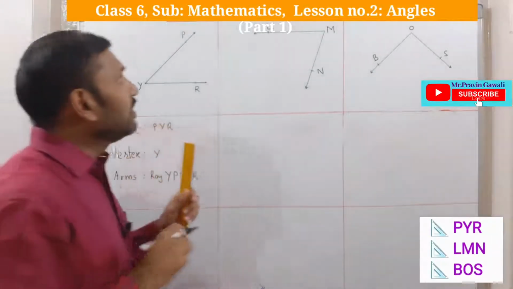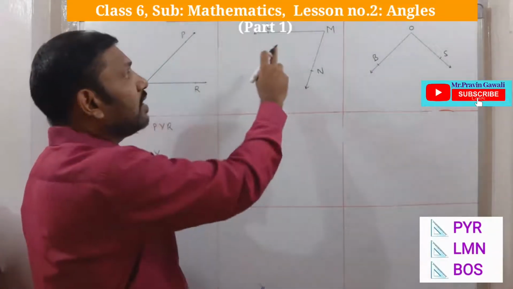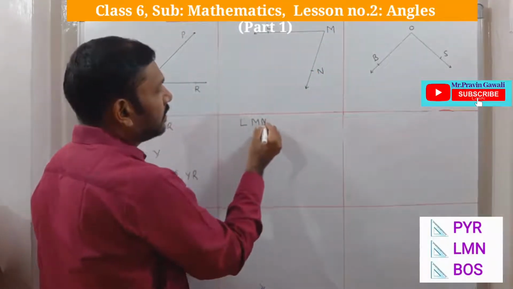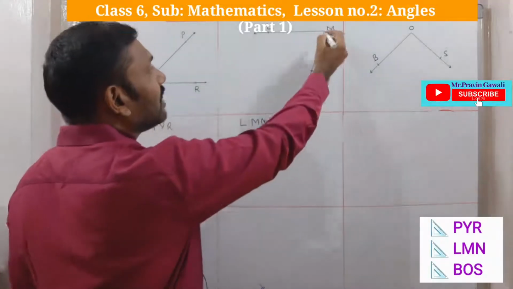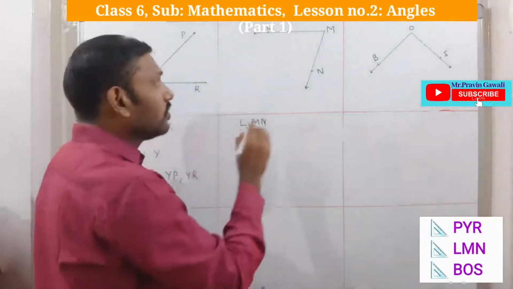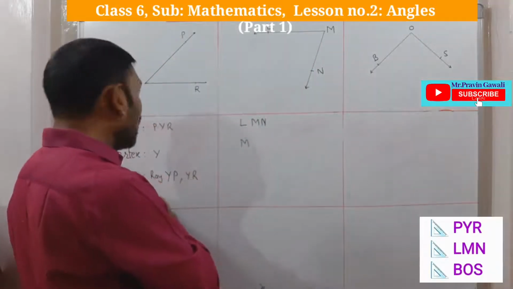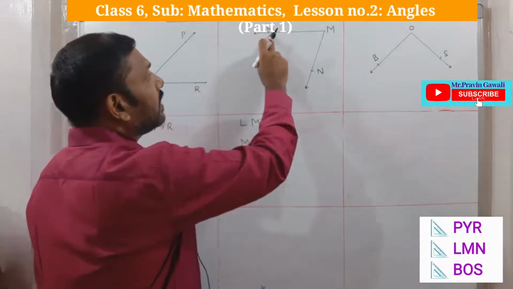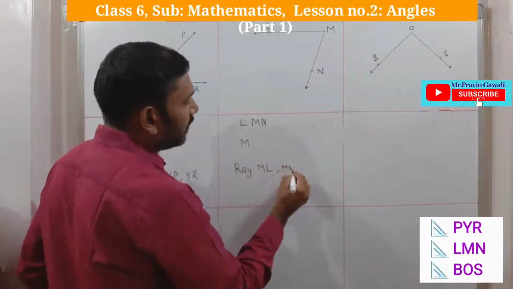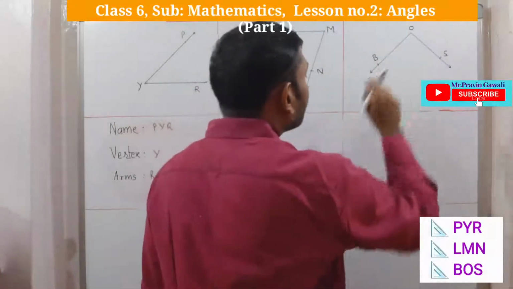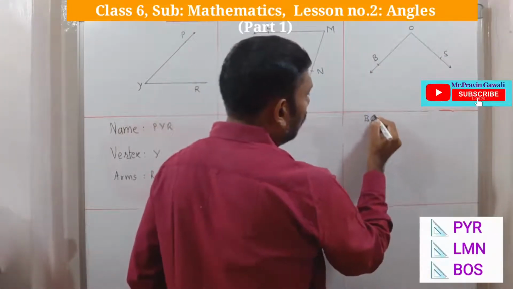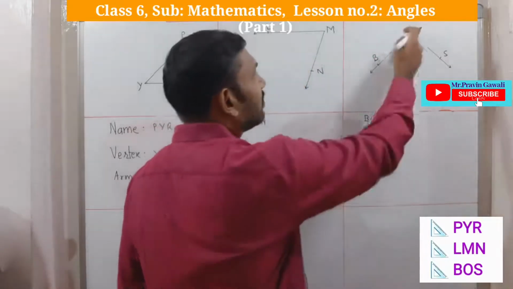Now see, what is the name of the angle? LMN. Then the vertex, what is the vertex? Yes, here M is the vertex. Just now I told you what is meant by vertex. Now the arms of this angle: ray ML and ray MN. The third one we will see. What is the name? BOS. And the vertex is O.